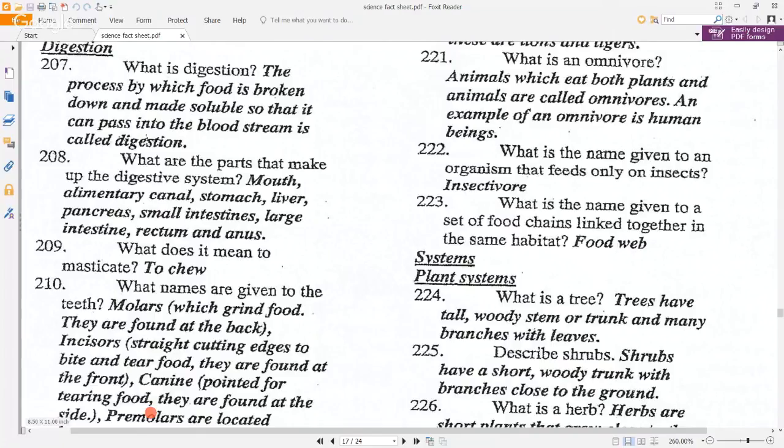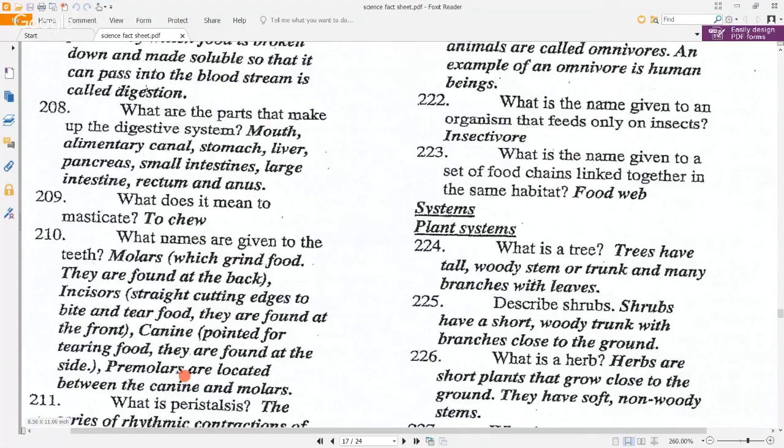Here's that word we were talking about. What does it mean to masticate? The word means to chew. Just a big word for chewing. What names are given to the teeth? This is a grade 3 word now. Molars, those are the ones which grind food, and they are found at the back of the mouth. Incisors, they are straight and they are used for cutting, to bite and to tear food. They are at the front. The canines are used for tearing food and are usually found at the side. Premolars are located between the canines and the molars.